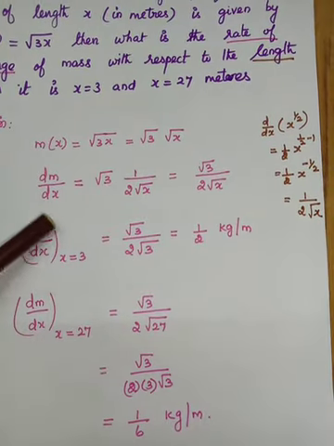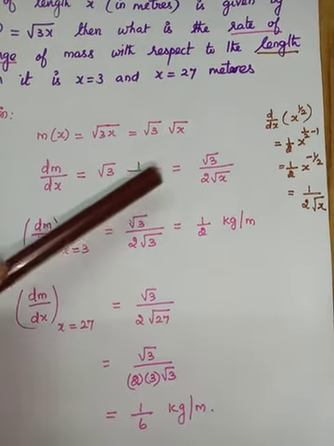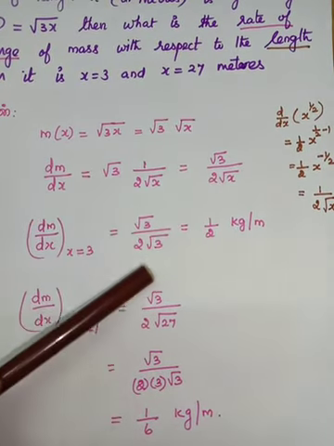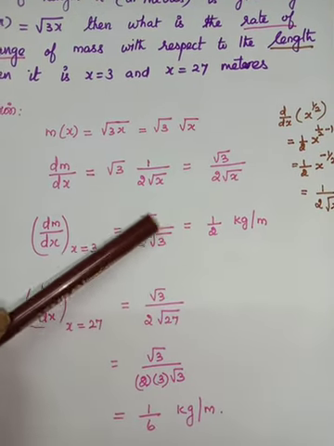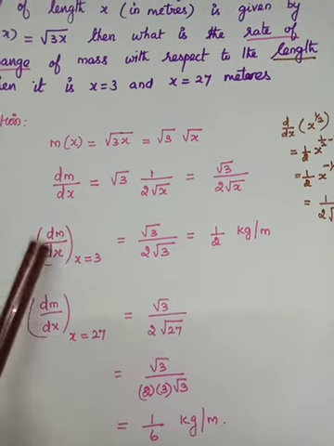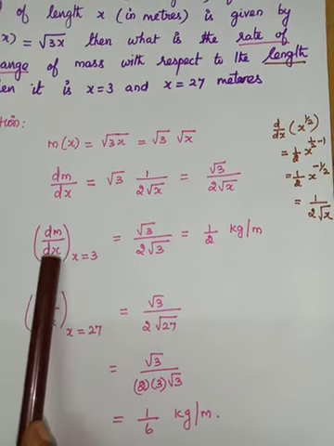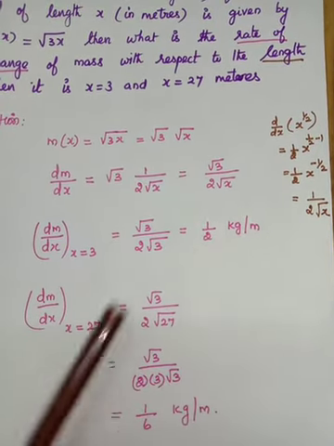So you have to find out dm by dx when x is equal to 3. In the dm by dx you have to substitute x as 3. So it will become root 3 divided by 2 root 3. Root 3 getting cancelled, so your answer is 1 by 2. Mass is in terms of kilogram and x, the length, is in terms of meter. So 1 by 2 kilogram per meter.